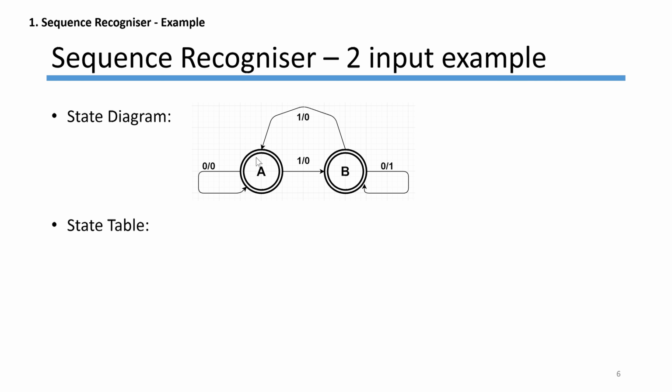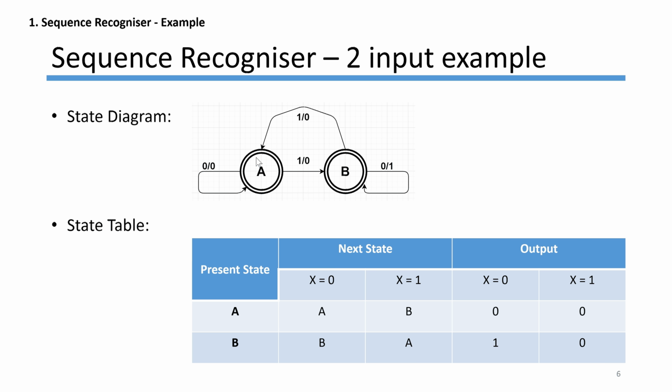From the state diagram, you should then derive a state table. So as you can see, you have your present state, your next state, and your output, and your input being X. So if you look at the current state A and current state B, you have your transition to the next state and your output.